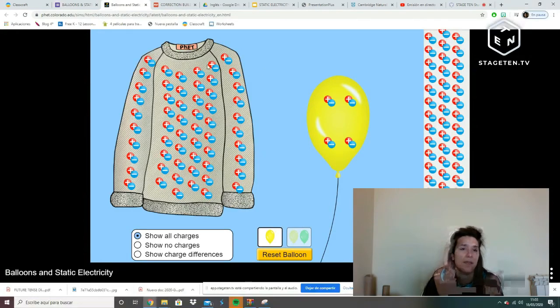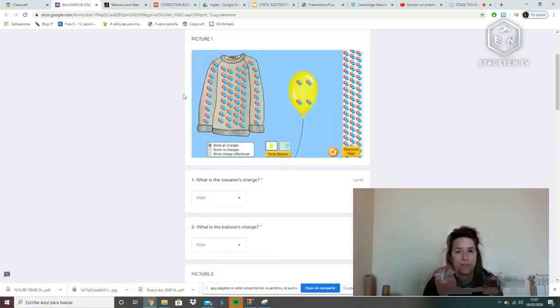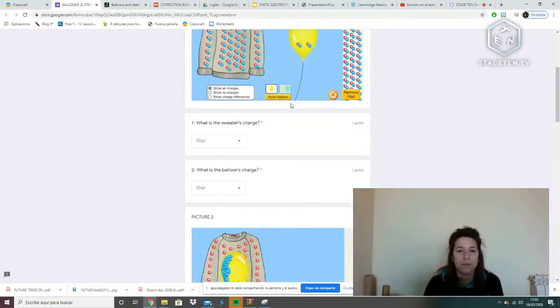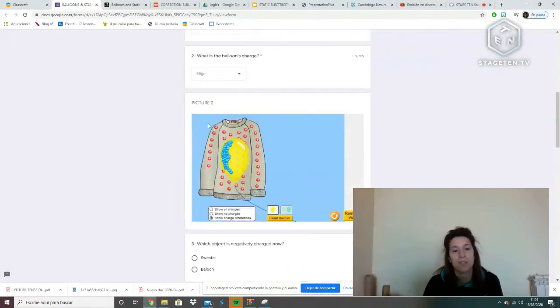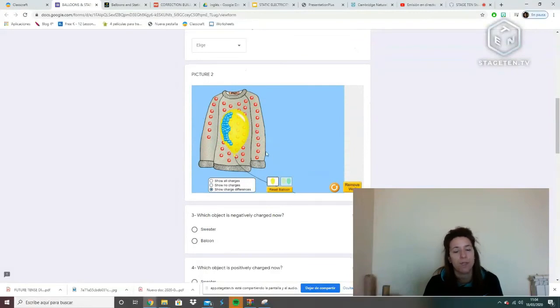Okay, you reset the button and you have the sweater neutrally charged, the balloon neutrally charged, and the wall neutrally charged. Okay, so you have to answer these questions. What is the sweater's charge in this situation? What is the balloon's charge in this situation? You have three options and you answer the question. Okay. In picture 2, okay, the situation has changed.